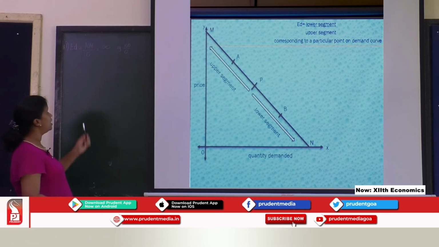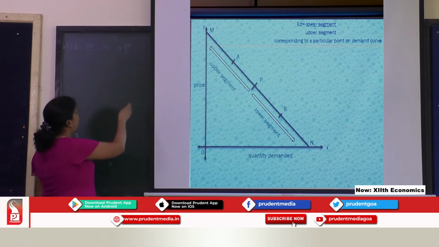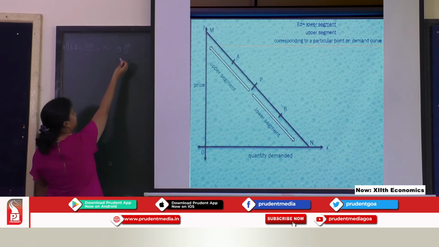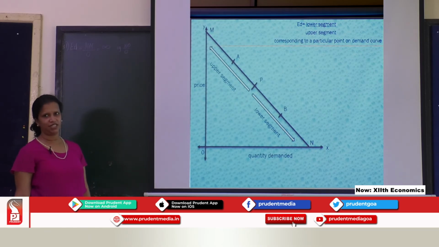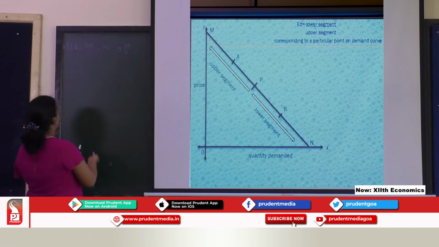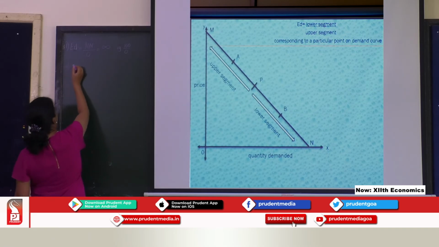So now, let us suppose, just from an example point of view, if the length of MN is 100, it is like saying 100 divided by 0, whose value will be infinity. Clear? Let's look at the second point. So this is ED at point M. Now, ED at point A.